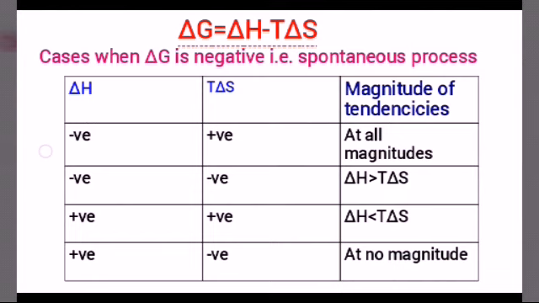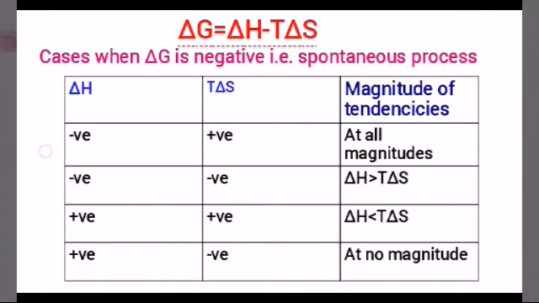4 cases are shown here. First case, when delta H is negative and T delta S is positive. So these two values are always returning negative value for delta G. So at all magnitudes it is spontaneous.